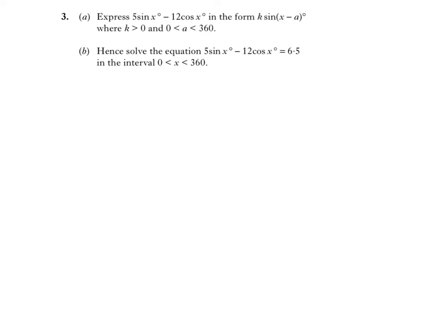Section 2, question 4. Express 5 sin x minus 12 cos x in the form k sin (x minus a), where k is greater than 0 and the angle lies between 0 and 360. So it's going to be 5 sin x minus 12 cos x is equal to k, rectangular bracket. The sine minus expansion is sin cos minus cos sin.